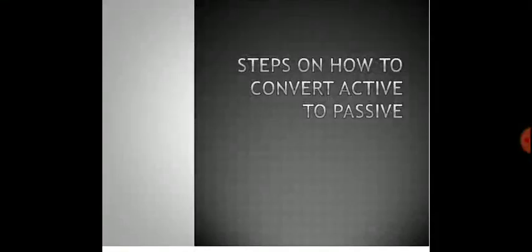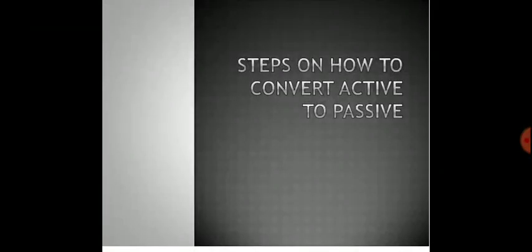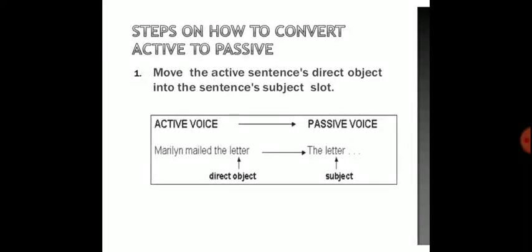Now we are going to talk about how to convert active voice into passive voice. Okay, so here we are going to talk about the rules or the steps to convert the active voice into the passive voice. First step is to move the active sentence's direct object into the sentence's subject slot. Means our object is going to be subject and subject is going to be object.